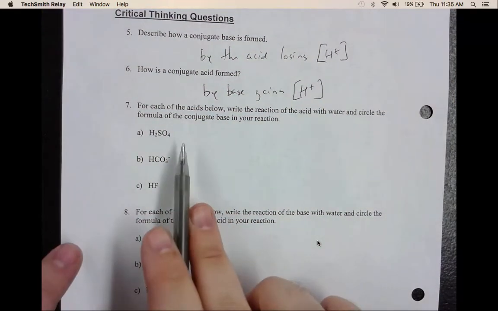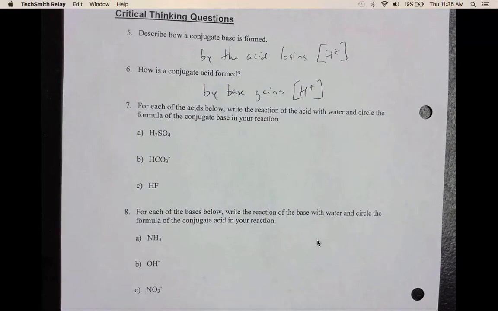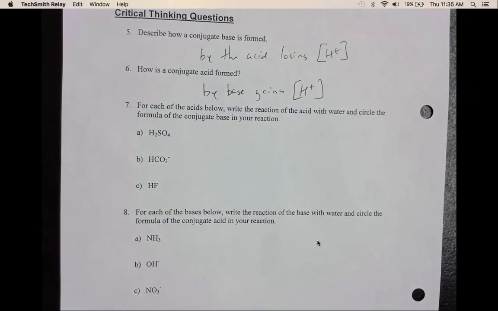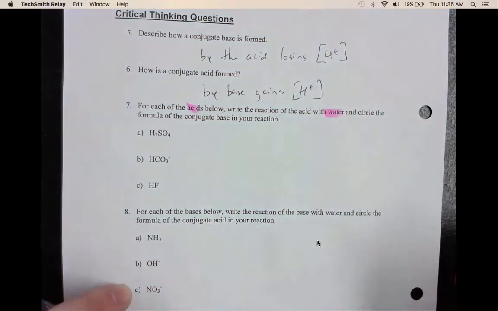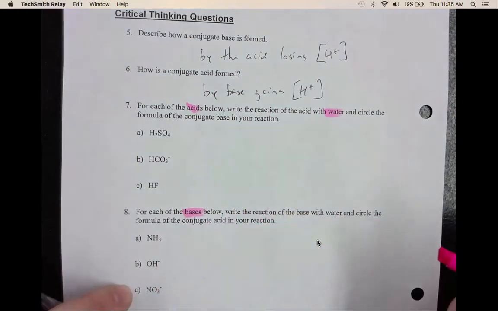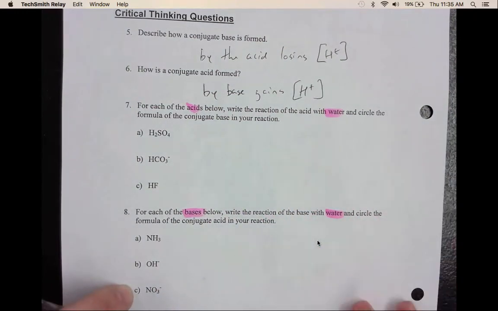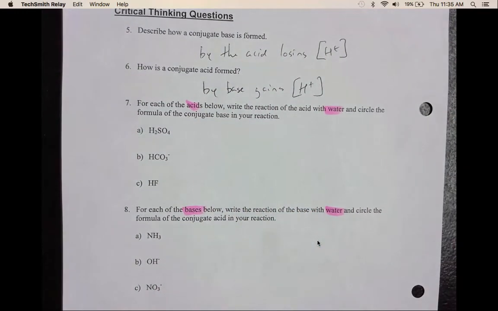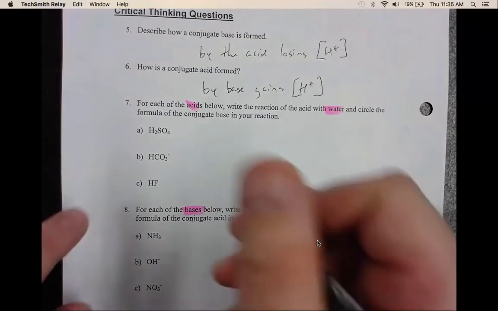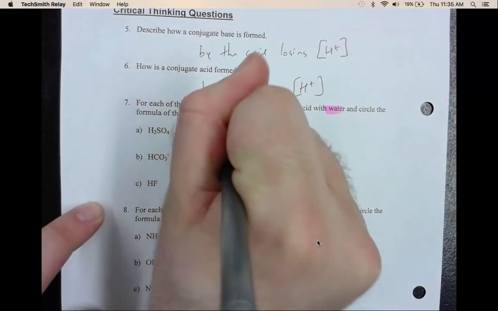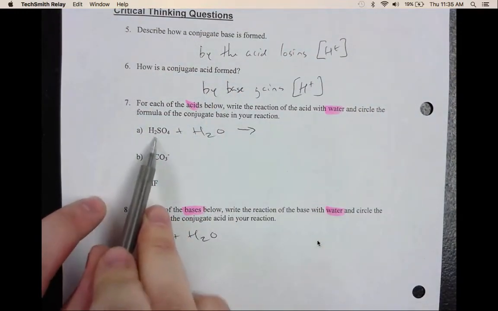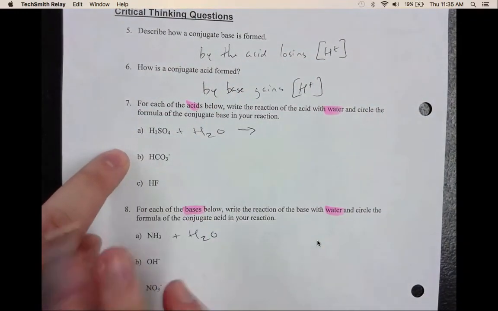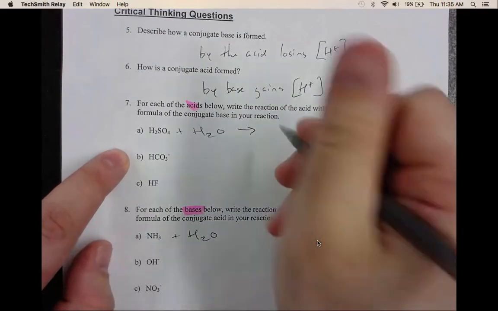So then in question 7, we are now looking at a couple of examples. It tells us that in question 7 we're working with acids and that we are adding them with water. Question 8 tells us that we have bases and we're adding that with water. So because we have water, we know that they are Arrhenius definitions, so we can start by adding water. Remember, it tells us that an Arrhenius acid will donate a hydrogen ion to the base.